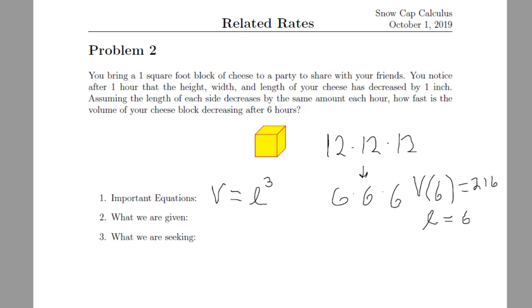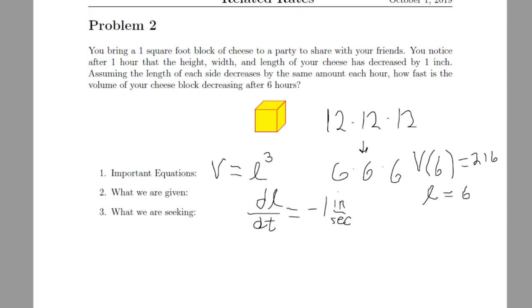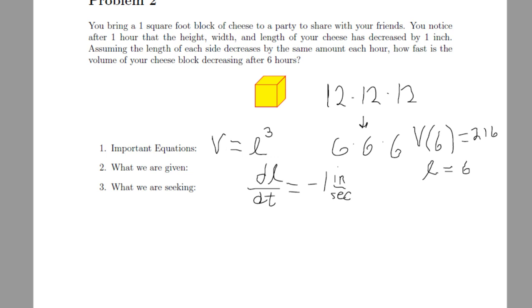Kind of the important thing, the derivative, the rate of change. So let's see, the rate of change is the length that we're looking at. So we have dl over dt, which represents the change of the length of each side with respect to time. That is -1. And the units for that are inches per second. All right. And what we are seeking, let's see, how fast is the volume of your cheese? Okay. So we are seeking the rate of change of the volume. So not the length, we want the volume. So that would be dv over dt equals what?